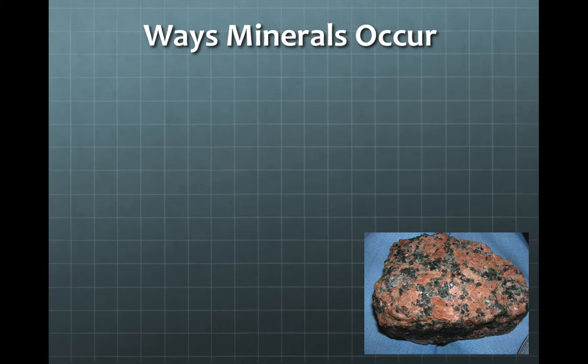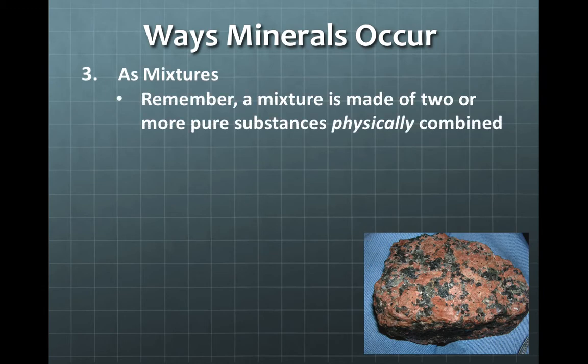Okay, another way that minerals can occur is as mixtures. And if you remember, a mixture is made of two or more pure substances that are physically combined. Now, in compounds, you have different elements that are chemically combined, but in a mixture, you have two or more pure substances that are physically combined. So when we talked about sand a little while ago, sand is a physical combination of many different types of minerals.